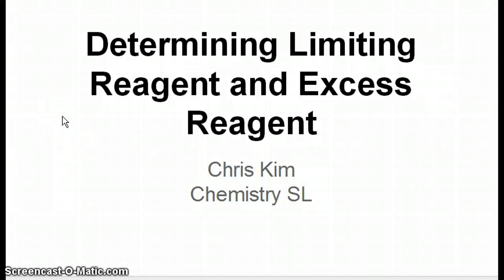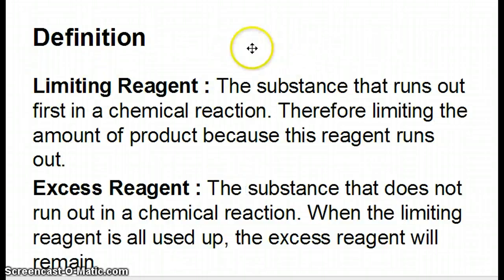Determining limiting reagent and excess reagent. Basically, the limiting reagent is the substance that runs out first in a chemical reaction, and the excess reagent is the substance that doesn't run out after the limiting reagent runs out. The limiting reagent is so significant in solving a problem because it controls the amount of product that you're allowed to create, because it runs out first.